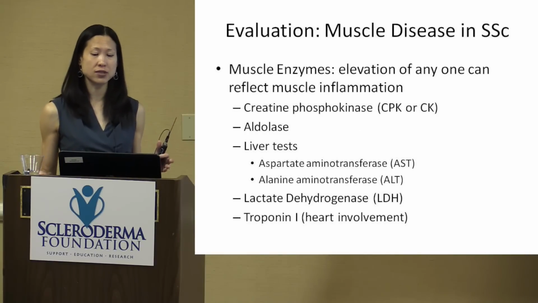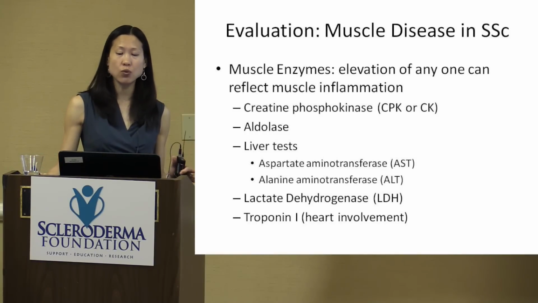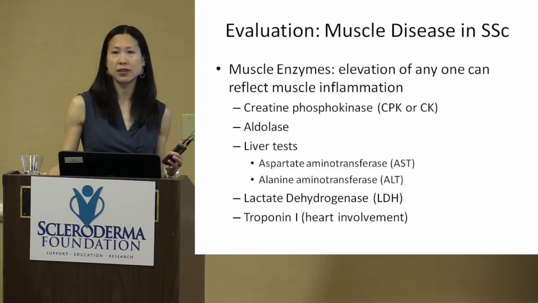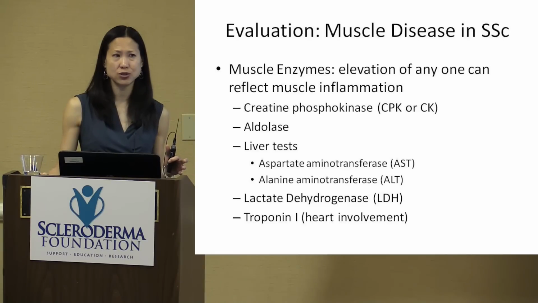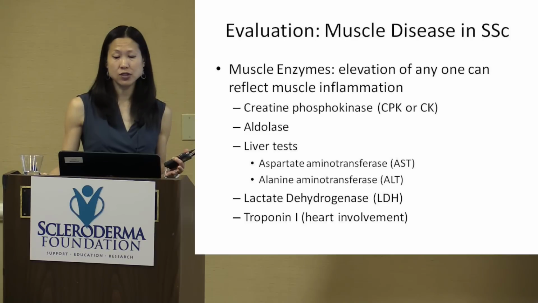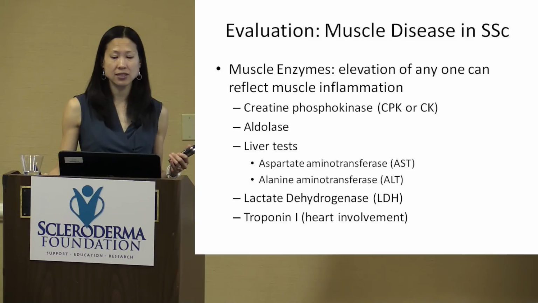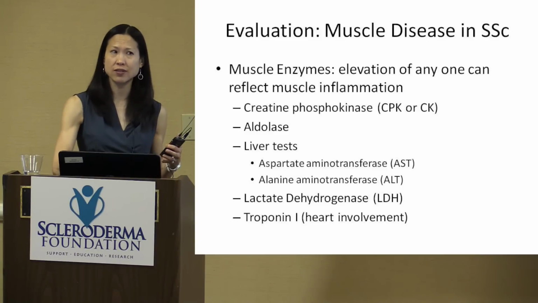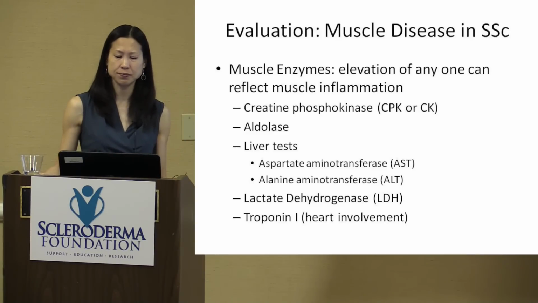There are multiple different muscle enzymes that we test, and elevation of any one of them can reflect muscle inflammation. You may have heard of the test called the creatine phosphokinase, or the CPK. This is probably the most sensitive for muscle inflammation, but it's definitely not the only test that your doctor should be doing. The aldolase test is a really important muscle enzyme that should be evaluated. Liver tests, believe it or not, can represent muscle inflammation. The AST and ALT could be markers of muscle inflammation. If there's nothing going on in your liver, you're weak, and these are elevated, it's probably related to muscle inflammation.